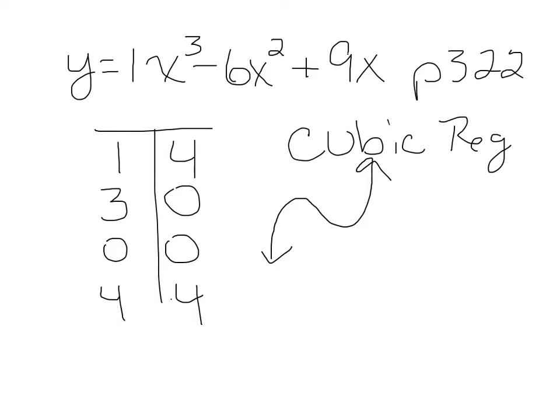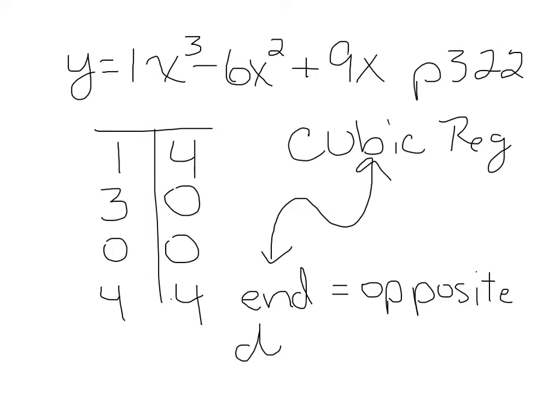If the end behavior is opposite, then you are looking for an odd degree. So your degree would be an odd number. Could be x to the 1 power, x to the third power, x to the 5th power, but it will be an odd degree.